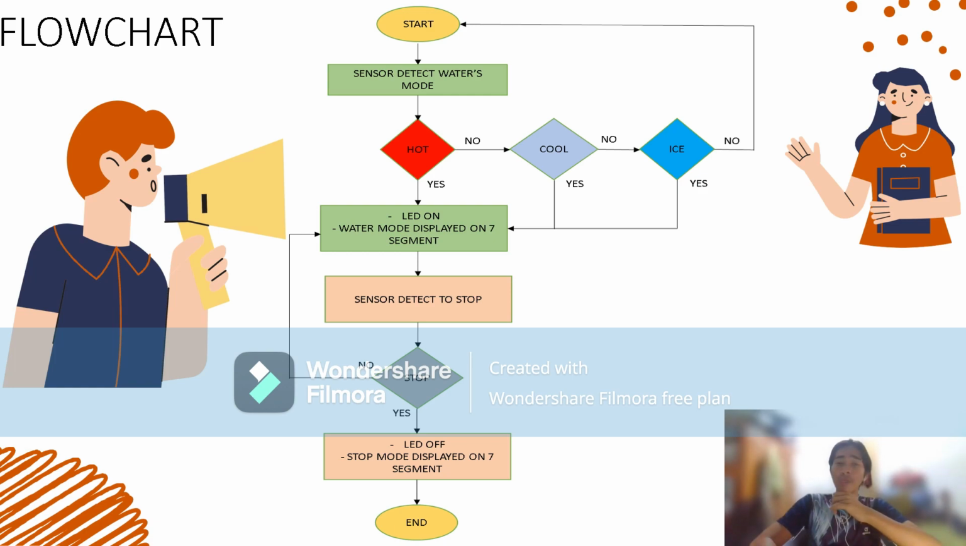And for the ice water, the user will determine its choice. If ice water, the LED for the ice water will be on, and the water mode displayed on the seven segment is ice water. Then the process will repeat just like the others. So that's all for me. I will send it to Daniel for the coding.